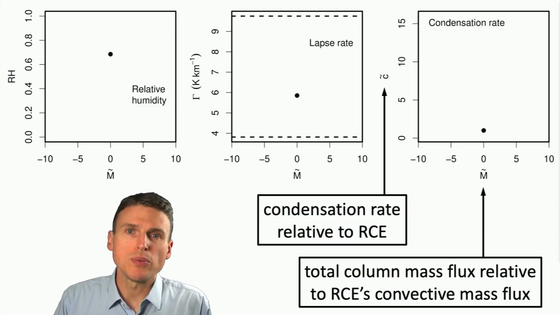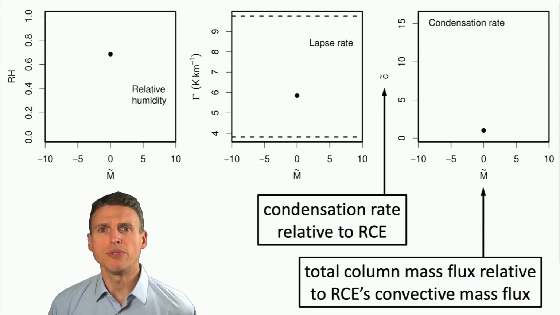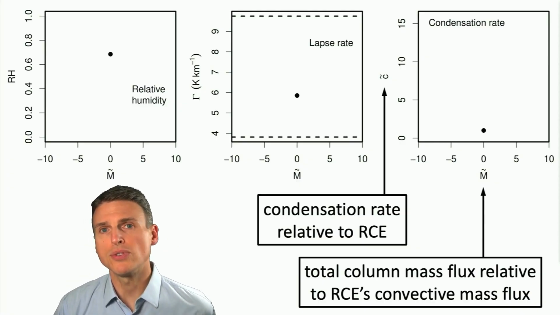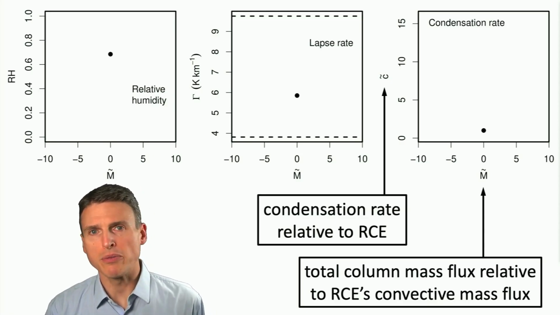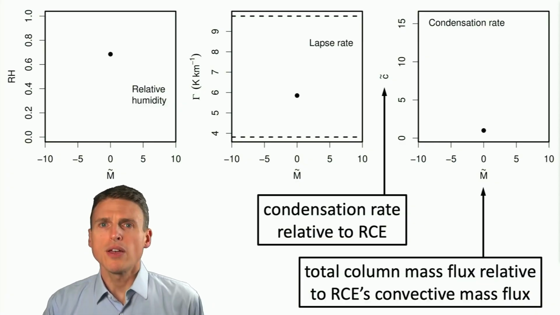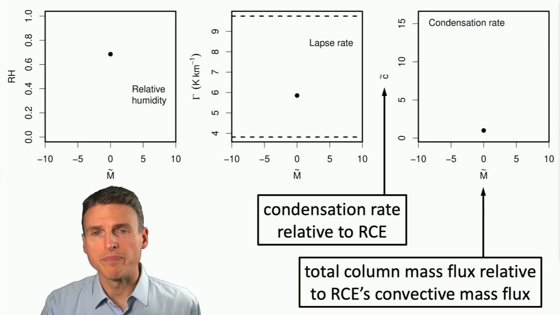For the lapse rate, we see that the RCE value has a lapse rate of about 6 Kelvin per kilometer for the choice of entrainment and detrainment rates used here. And for relative humidity, we see something about 70%. So those are old results, these analytical expressions we can get for RCE.